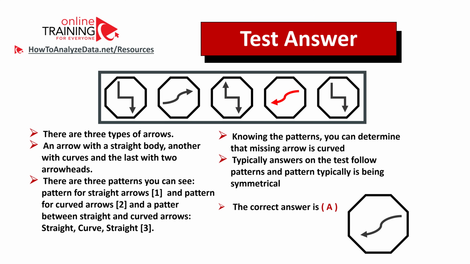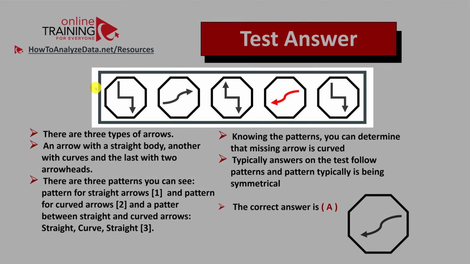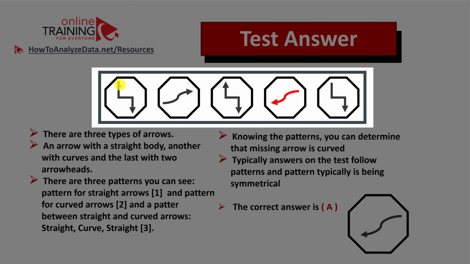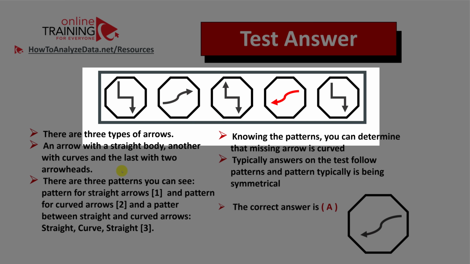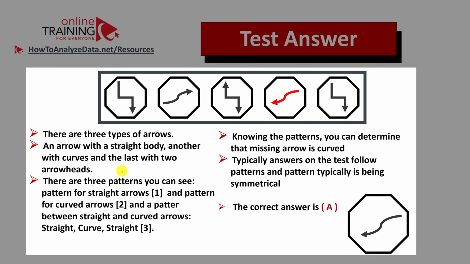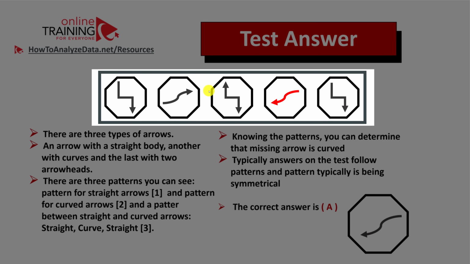Let me explain to you how you can come up with the solution on your own. What we see here is 3 types of arrows. We see an arrow with a straight body, another arrow with a curved body, and then we also see an arrow with 2 arrowheads. As usual, my recommendation is always look for patterns. You see that the numbers 1, 3, and 5 are straight arrows.